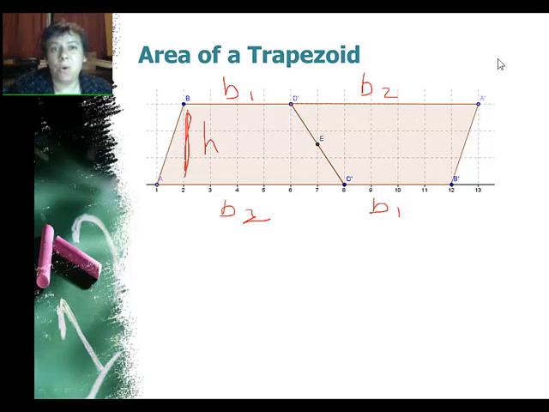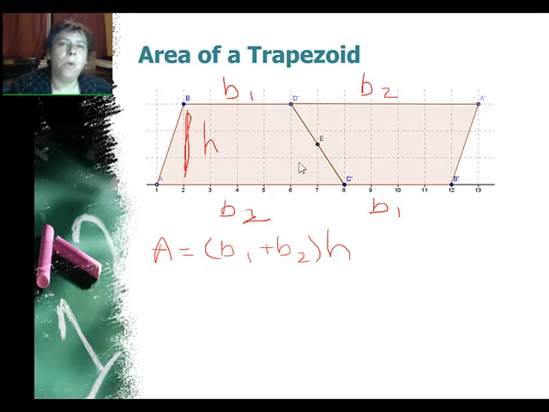If I'm looking at the whole parallelogram that I just created, you can see the height's the same, but now the distance across my base is actually base 1 plus base 2. So if I was finding the area, the entire shaded area, I would say base 1 plus base 2, that's my new base, times my height.